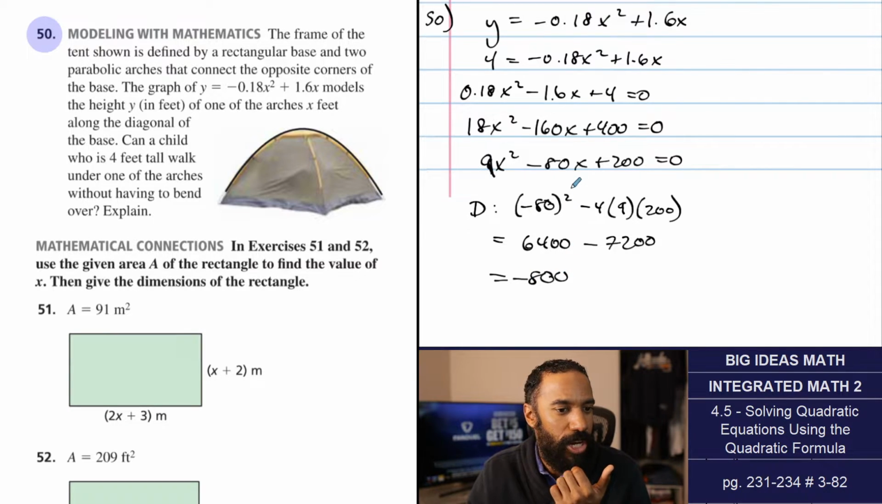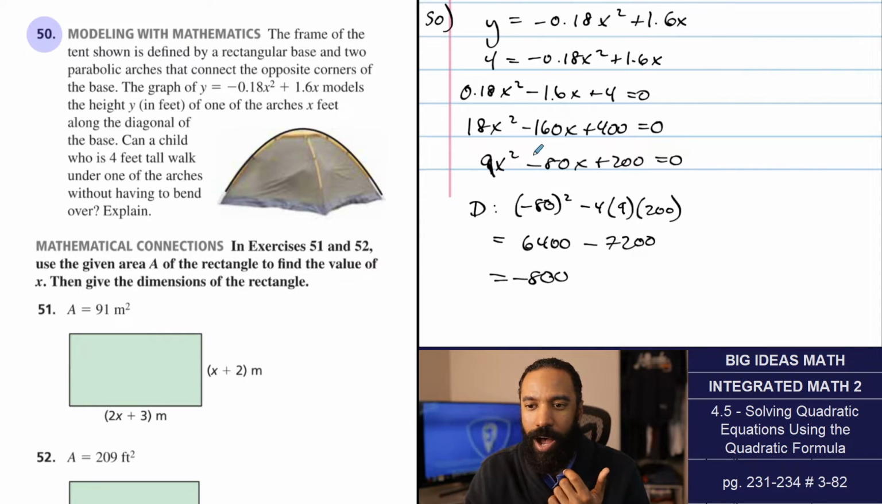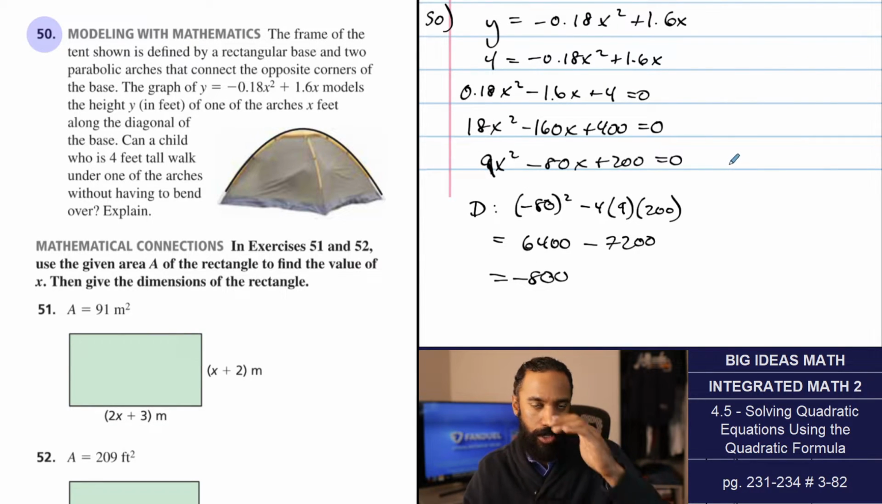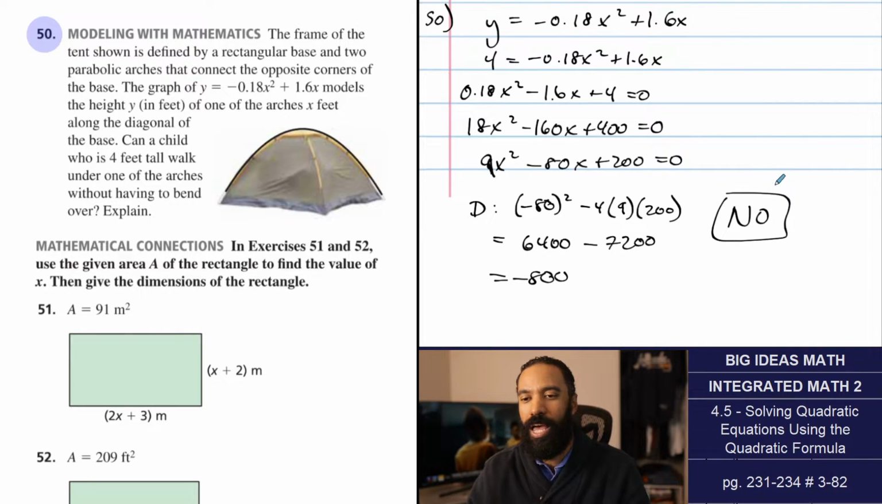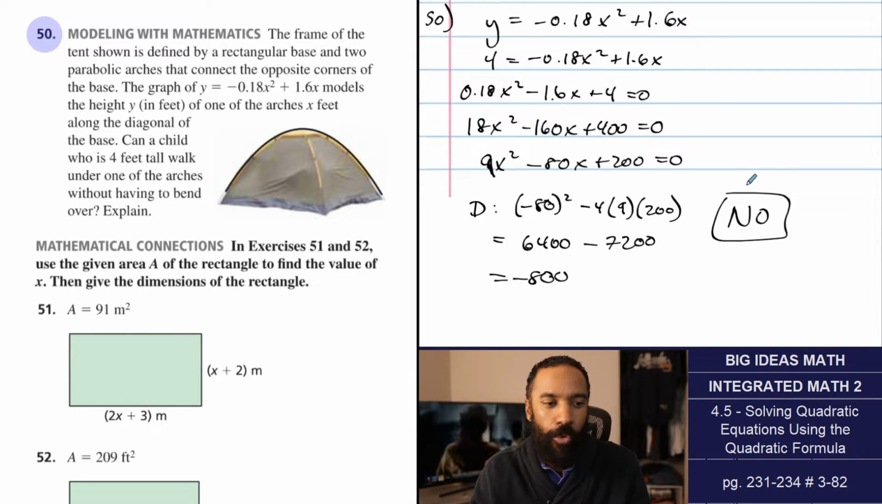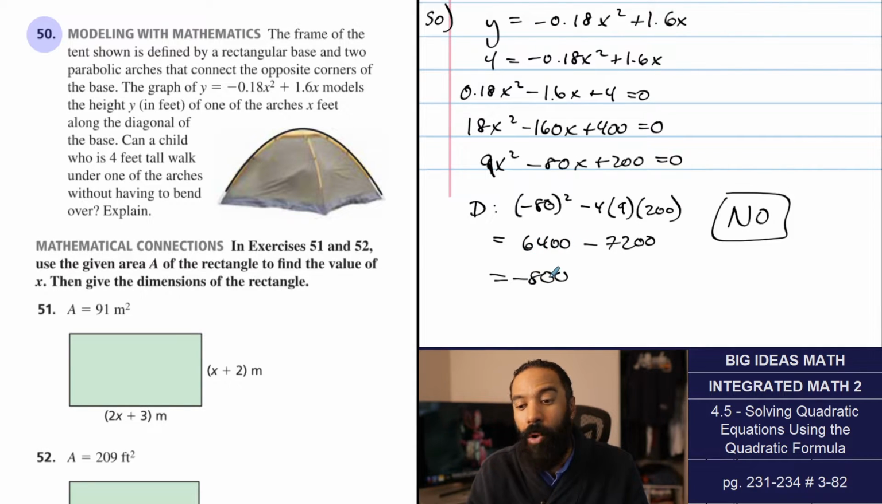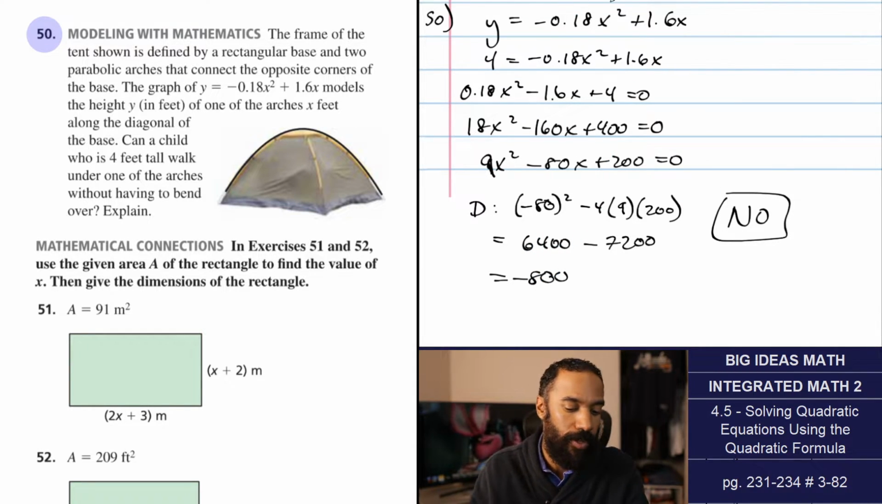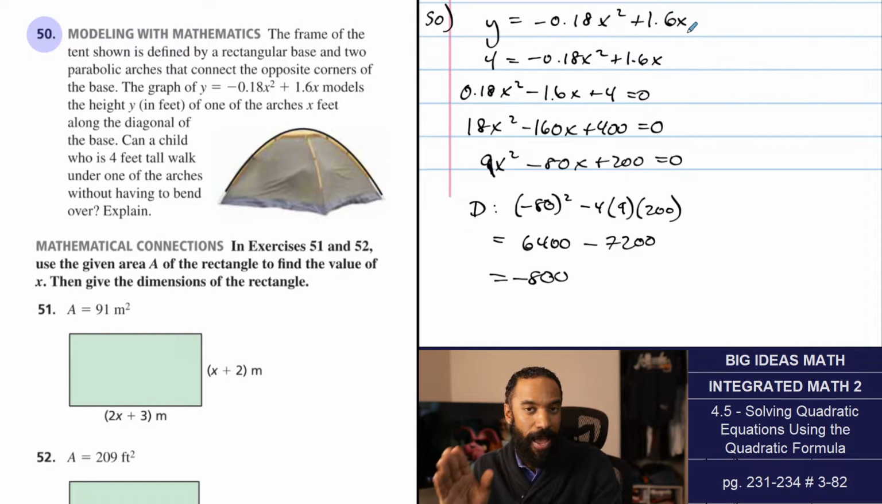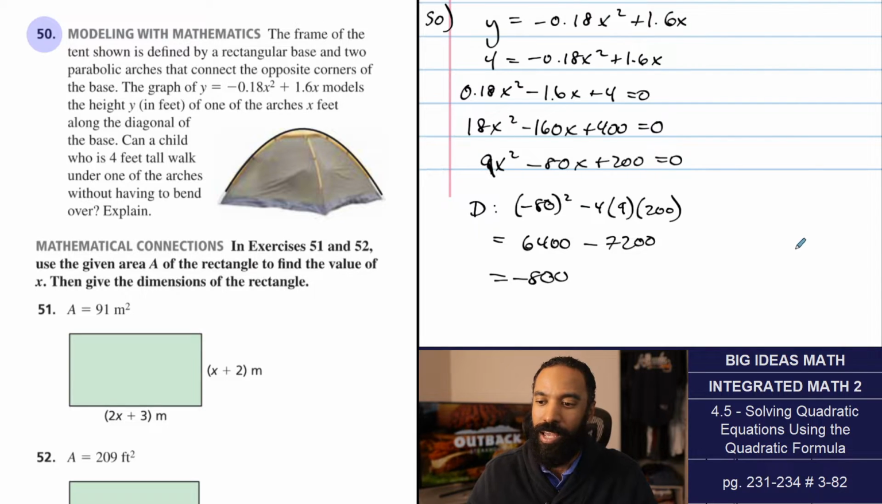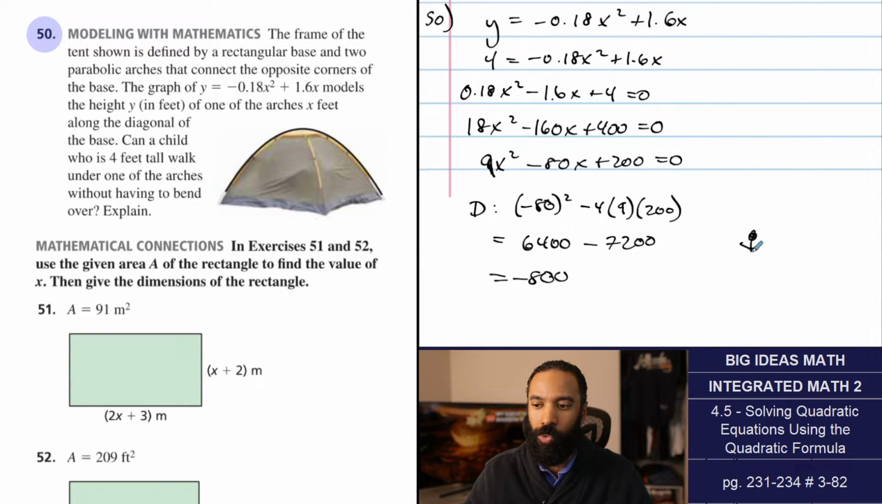No, a child. This child's face will conk across its nose, will just thwack this thing probably. No to that question, your child will have to bend over for this with a negative discriminant. I'm sorry, I said this the wrong way. A negative discriminant's not a bad thing in this case. In this case, that means that the child who's 4 feet tall will not intersect with the arch.